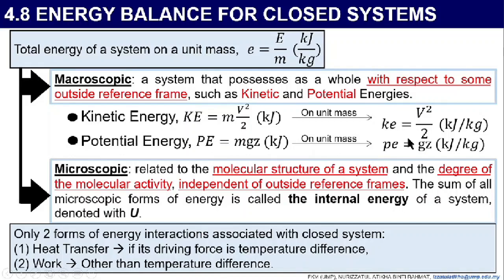So on a unit mass, a smaller alphabet is used. Alright, so this is for macroscopic energy. How about microscopic? Microscopic is related to the molecular structure of a system and the degree of the molecular activity, independent of outside reference frame. The sum of all microscopic forms of energy is called the internal energy of a system, denoted with U.